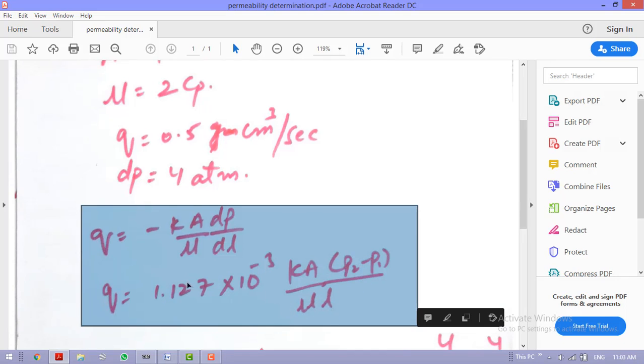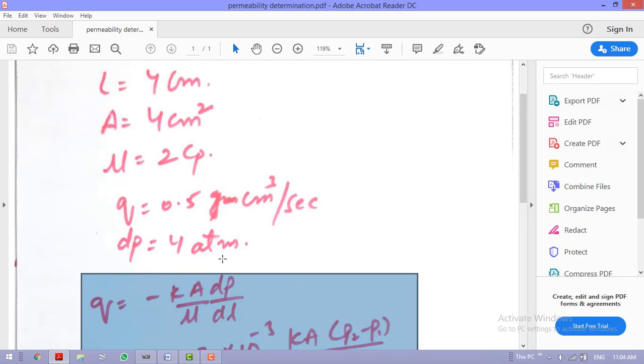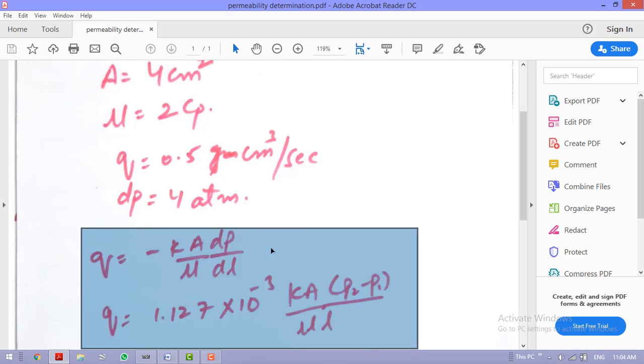Although we have another formula as Q equal to 7.083 into 10 power minus 3 Ka (P2 minus P1) divided by mu into ln of Re by Rw. That 7.083 we use if we have the radius of the wellbore and the radius of the reservoir. Although we don't have any such data over here, we just have the length and area of a core. So for that purpose we can use one of these two formulas.